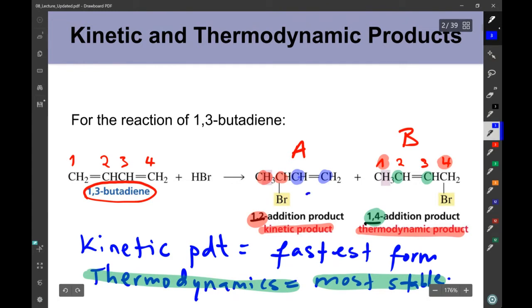In product A, you have a total of 3 hydrogens connected to that double bond, whereas in product B, you only have a total of 2 hydrogens. So because B has a fewer number of hydrogens, it makes B more substituted. That's why B is the most stable product. That's the first thing I want you guys to remember.